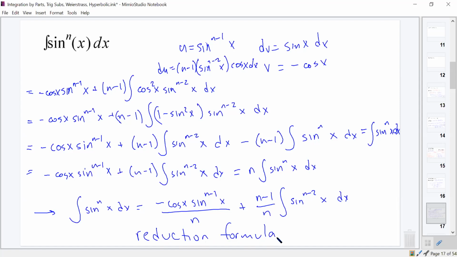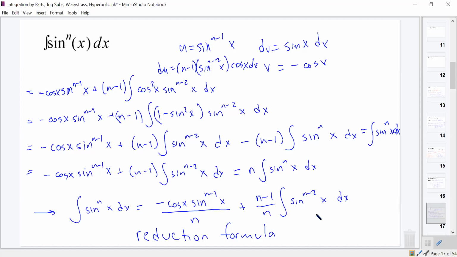And we'll notice that what happens with this, if I were to try and plug in, let's say, sine to the 10th of x, if I was trying to integrate that, I'd end up with negative cosine x sine to the 9th of x divided by 10 plus 10 minus 1, so 9/10 of the integral of sine to the 8th of x dx, which isn't great because I still have an integral of sine to the 8th of x dx. But how would I be able to deal with the integral of sine to the 8th of x dx? I could just go back in and use this formula, except with n being 8. And what would I end up with? I'd end up with negative cosine x sine to the 7th of x over 7 plus 6/7 of sine to the 6th of x.